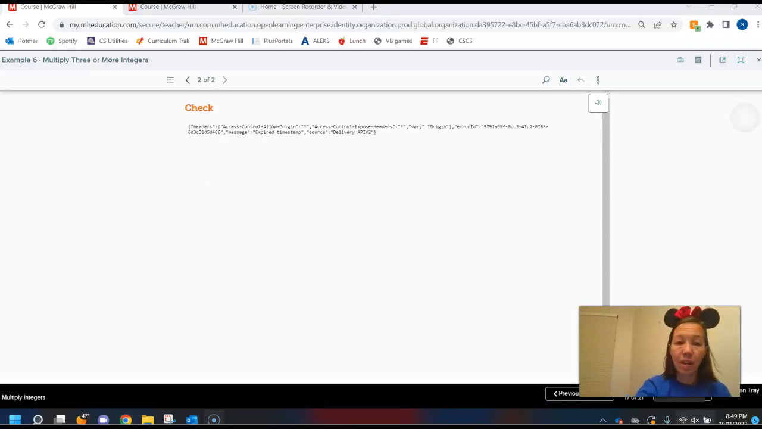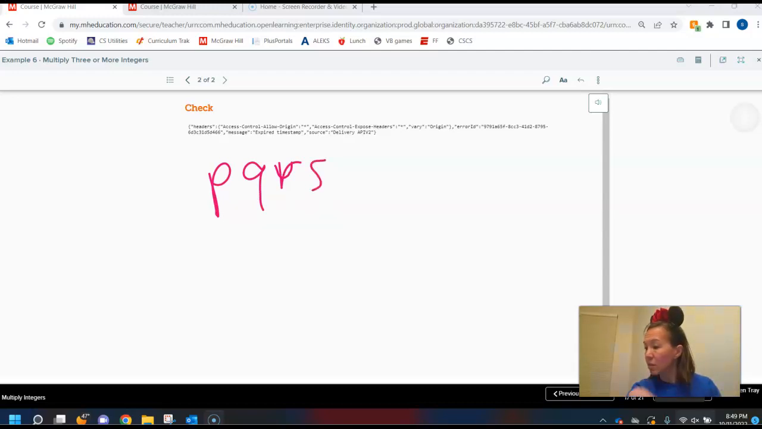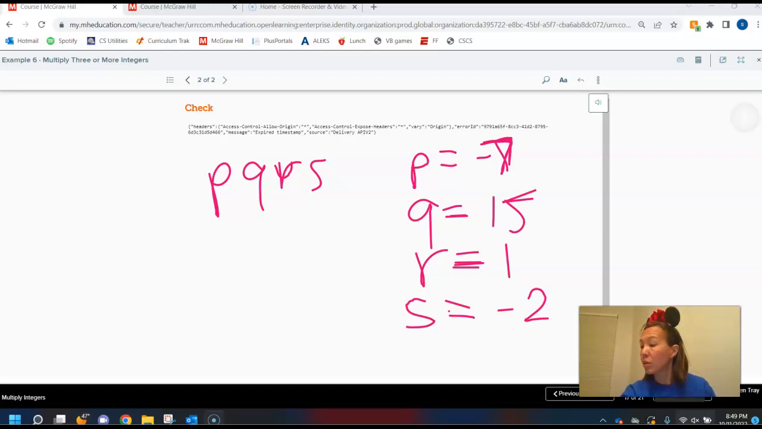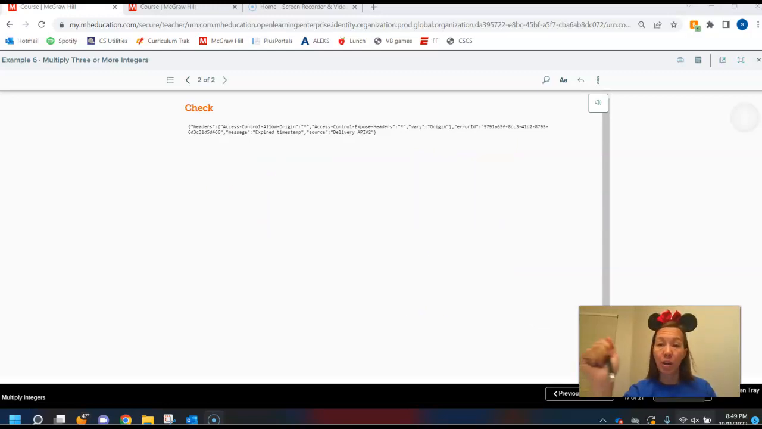The check problem is evaluate PQRS. So P times Q times R times S. If P is -7, that's a 7, Q equals 15, R equals 1, and S equals -2. So here's your check problem if you don't have your book. So pause this and work it out. The rest of you pause it and work it out in your books if you have your book.